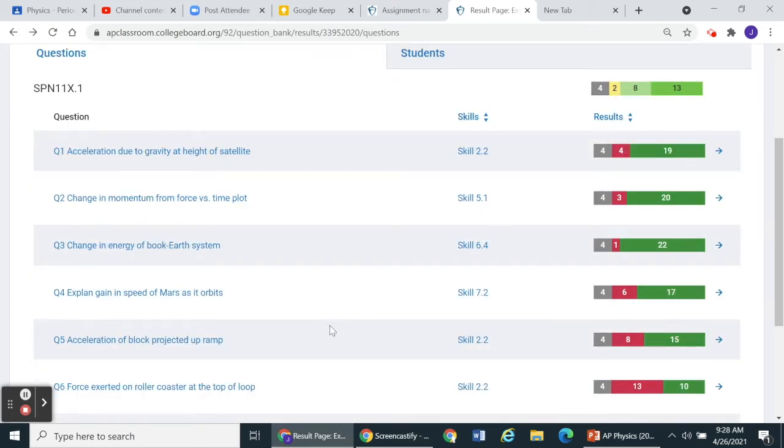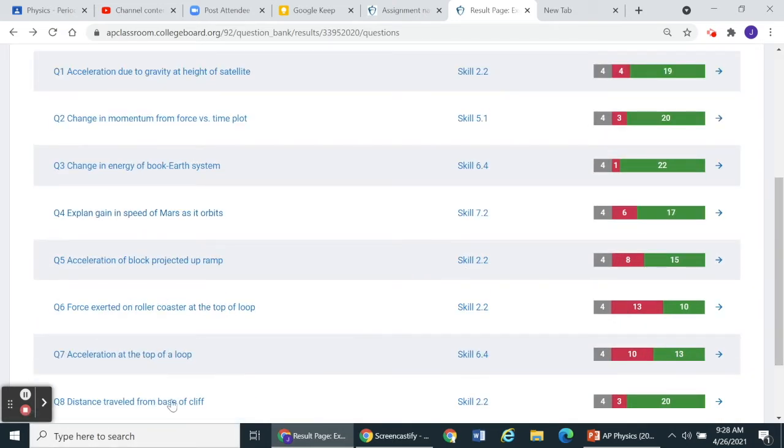Having said that, there were a few questions, specifically these few in the middle on my list here, that large numbers of people got wrong. And so I want to go ahead and discuss those now.